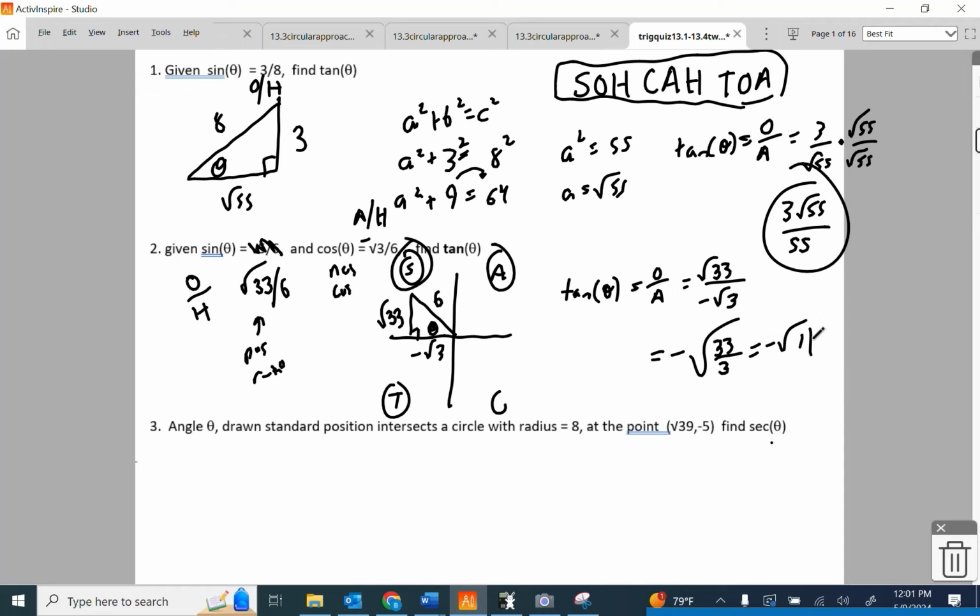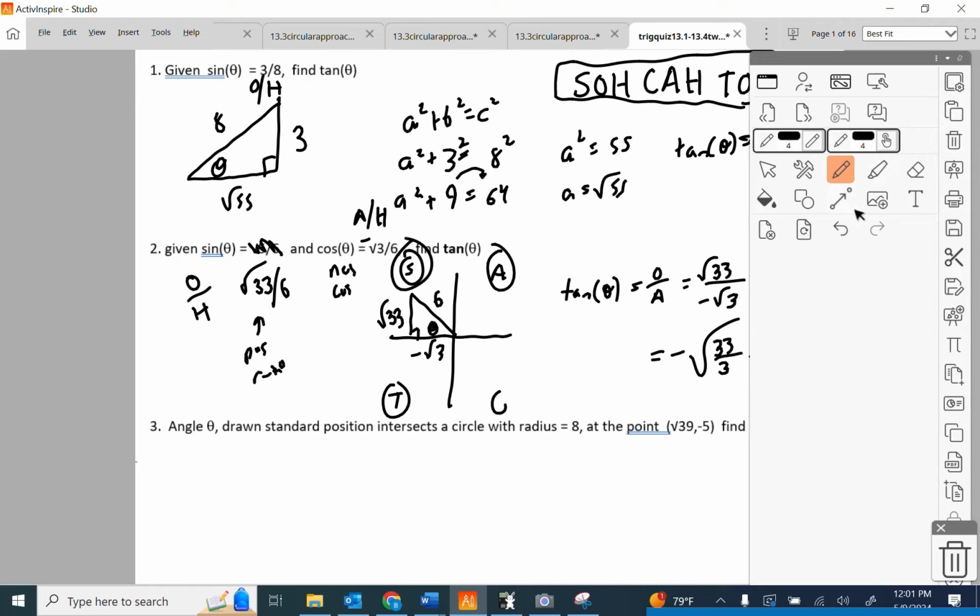Ta-da! There's another way of doing problems like this. If you can remember it, great. If you can't, you probably won't.